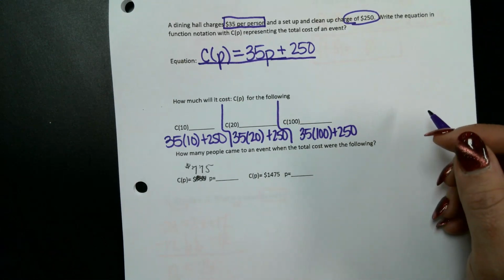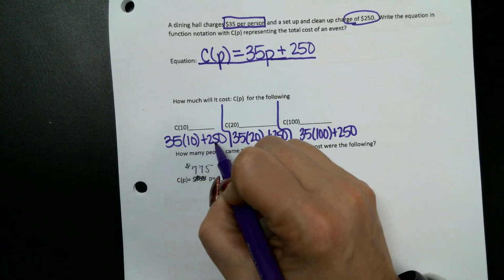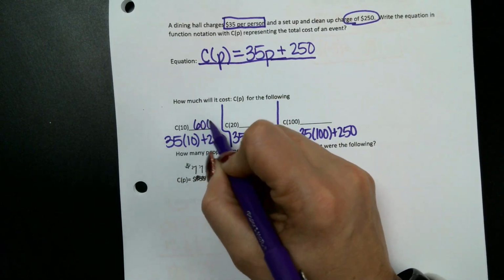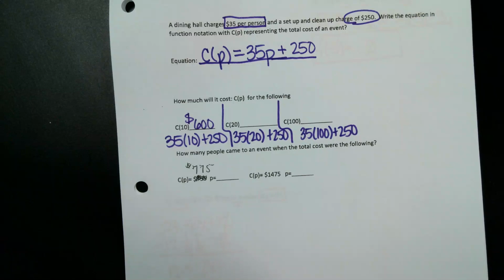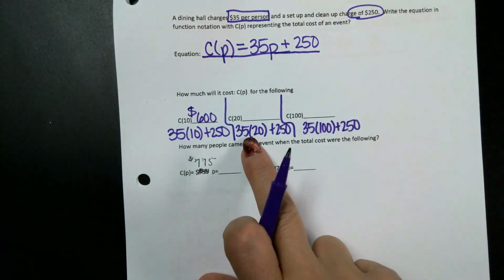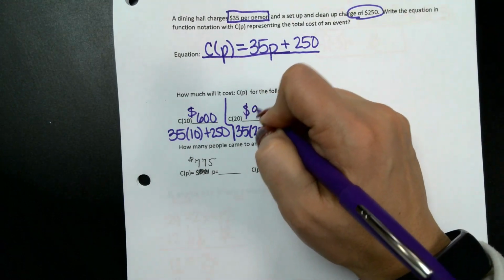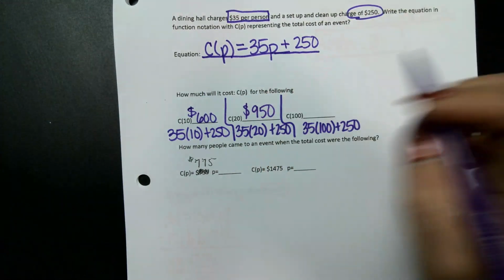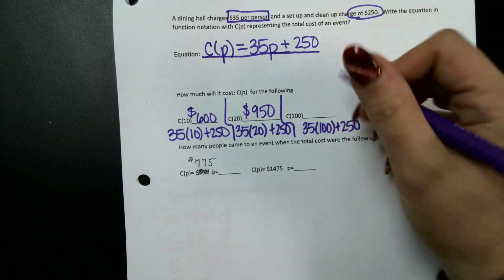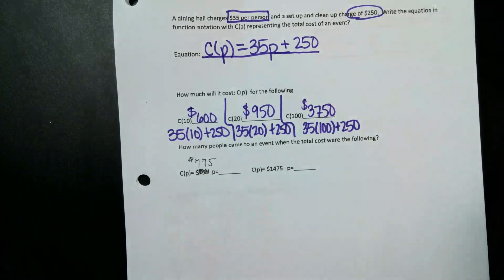I need some answers here. 600 right here, and that's a cost, so I'm going to throw a dollar sign in front of it. 700, yeah, 950. $3,750. Good.